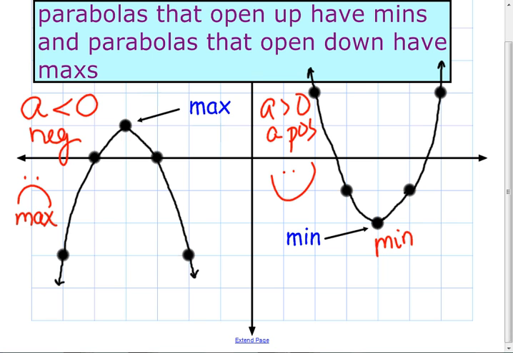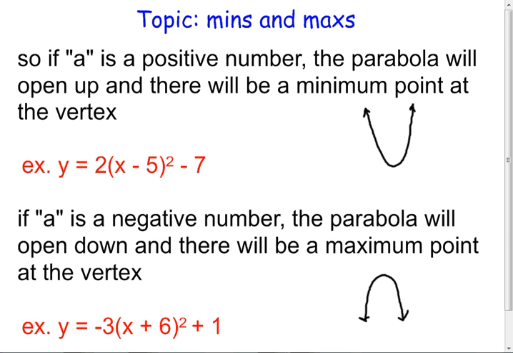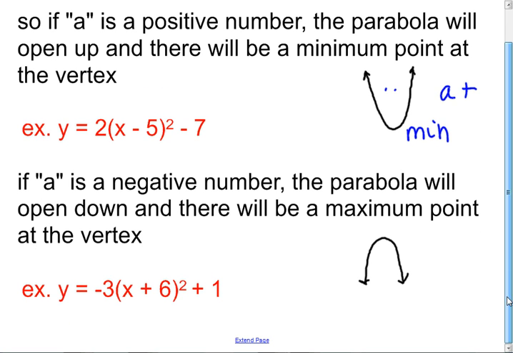And this is what you do. This is one of the things you do in calculus. Everything you do is getting you ready for that upper level math. Okay. So if A is a positive number, it opens up. We're happy, right? A is positive. And then we get a minimum. I want to think it's a max, but it isn't. It's the opposite of what I think.